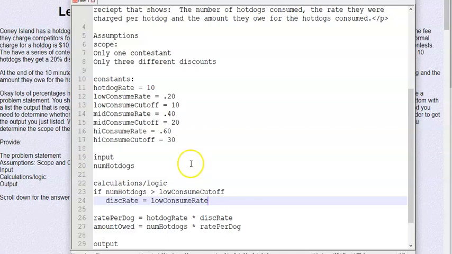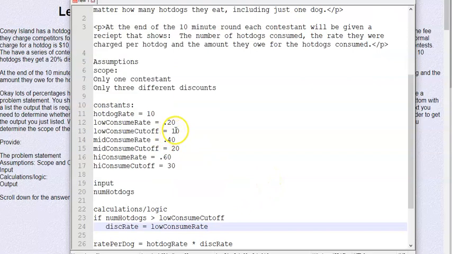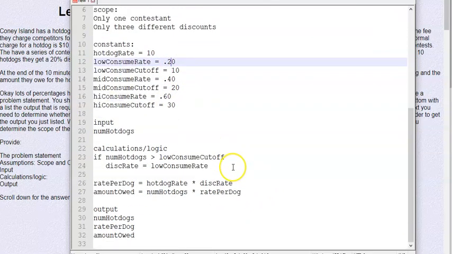So if it's greater than 10, right? Because 10 is the first cutoff. So if it's greater than 10, they get charged 20%. They get 20% off. So if we take a look at this math, it's going to work if hot dogs are 1, 2, 3, 4, 5, 6, 7, 8, 9, 10, and if it is 11 through, what's the next cutoff? 20. So 11 through 20, this is going to work fine.